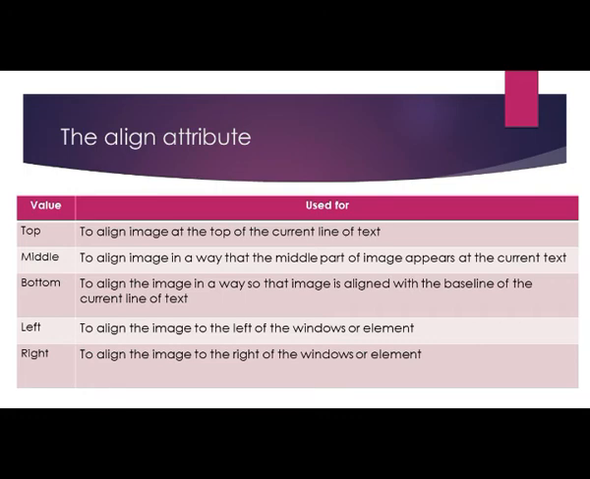The last is right. It is used to align the image to the right of the window or element. So you can see that there are 5 possible values of align attribute. Let's use a few of them in our web page.